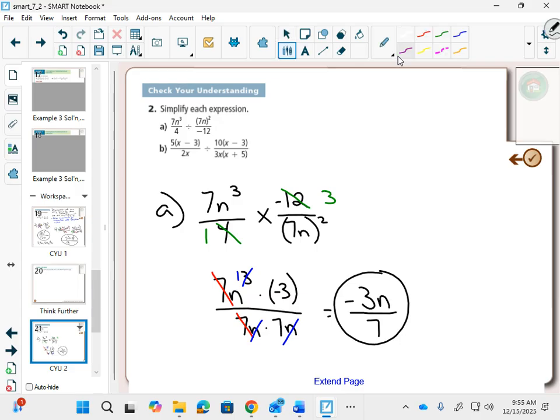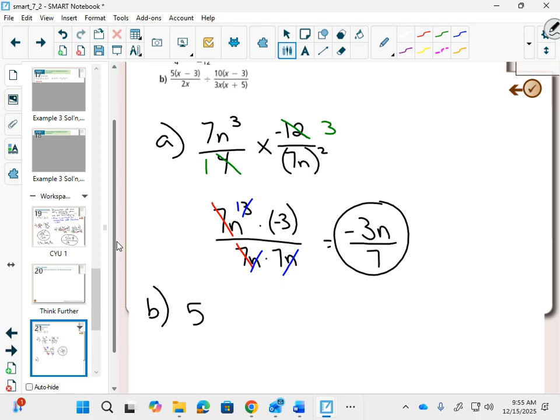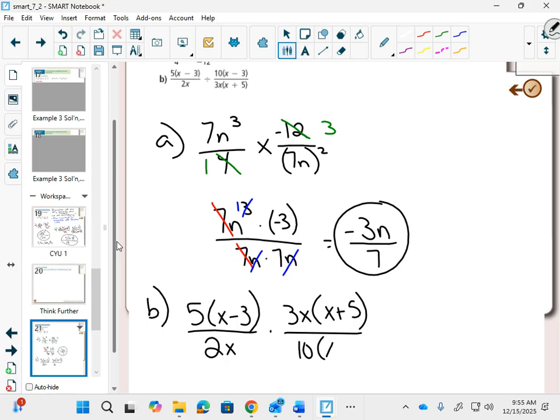So let's look at B. I'm going to rewrite it. 5x minus 3 over 2x. And since we're dividing, I'm going to change it to multiplying by flipping it so that now the 3x times x plus 5 and the 10 times x minus 3 would be on the bottom in your denominator. We're multiplying now. Do we have any factors that are identical? Yes. So we can cancel these out.